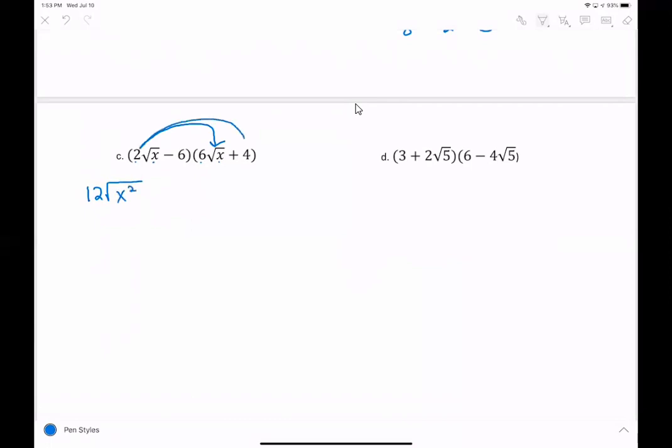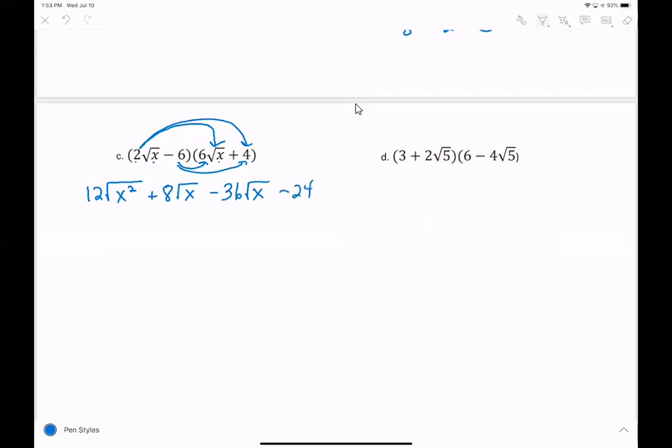Outer times outer, the 4 is outside, so we're going to multiply the 4 and the 2 together to get 8, and then we just bring down the square root of x. Our inner times inner, we've got a -6 times a 6. That's a -36. We're going to leave the square root of x, bring it down. And then last times last, negative 6 times 4 is a negative 24.